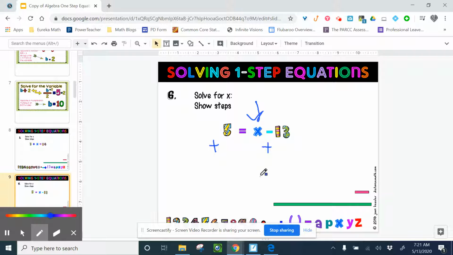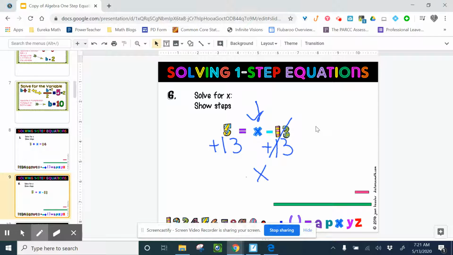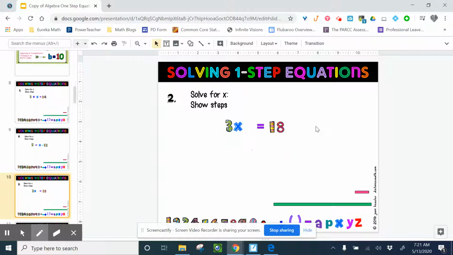I'm going to do whatever is on the same side as the variable. So what number's on the same side as the variable? The 13. So I would add 13 to both sides, not 5. When I add my 13s, those now make a 0, which is what I want to happen, and I get 18 equals x. Is 18 minus 13 equal to 5? Yes, so I did the problem correctly.